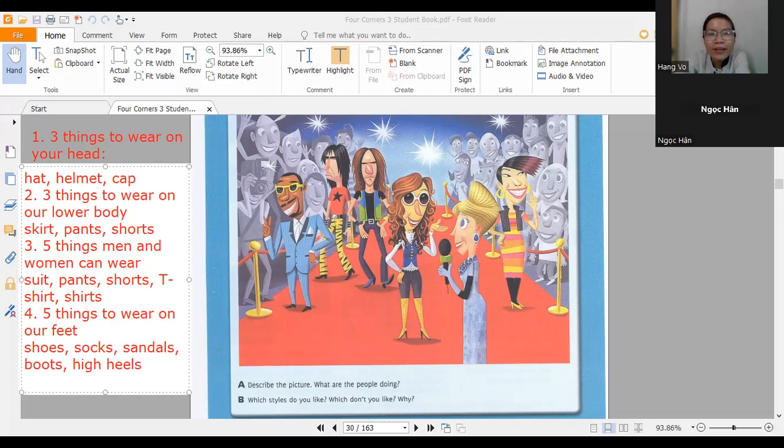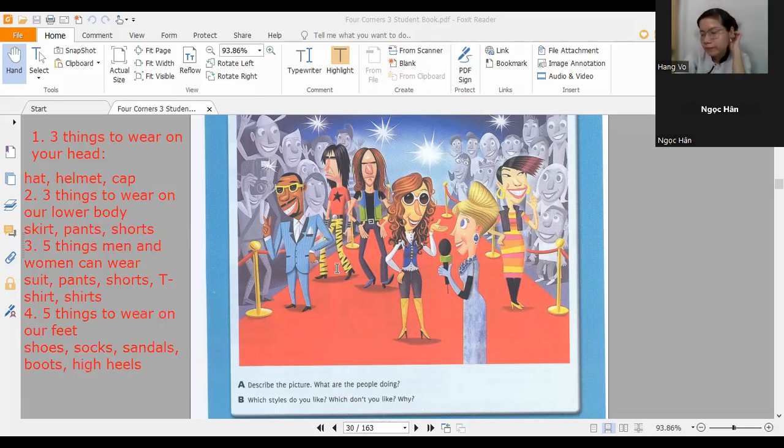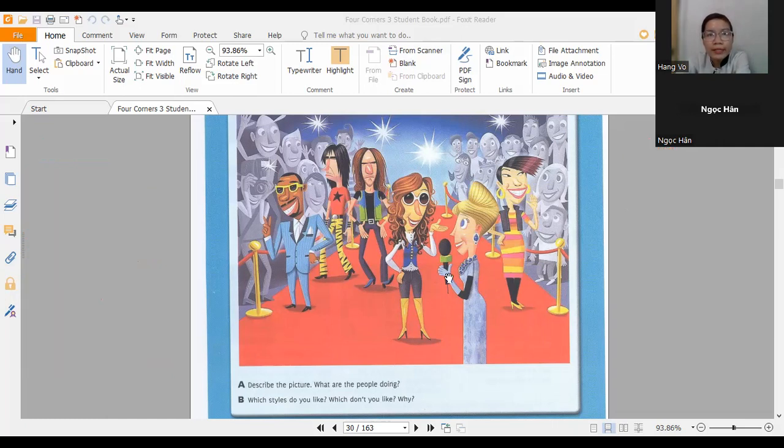High heels. Hằng ơi, do you usually wear high heels? No. I usually wear sandals. Why? Because I must go very much, so I can't wear high heels because I feel very đau chân, đó là gì con? Painful. Oh, painful. Okay, I see. Yeah, because you have to walk a lot. So you have to wear sandals. Otherwise, you will feel painful. I see. Okay. Thank you very much.